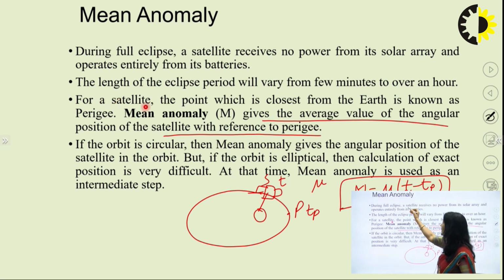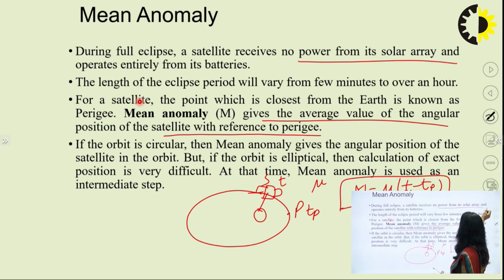So, during full eclipse, the satellite receives no power from the solar array and operates entirely from its batteries. The length of the eclipse period will vary from a few minutes to over an hour.